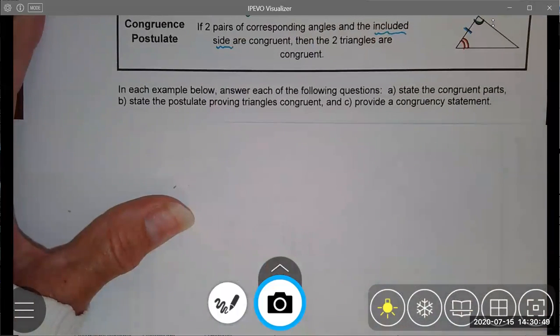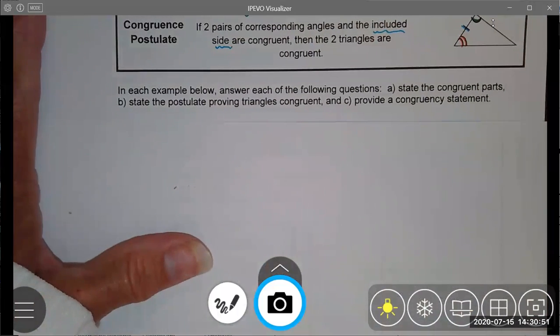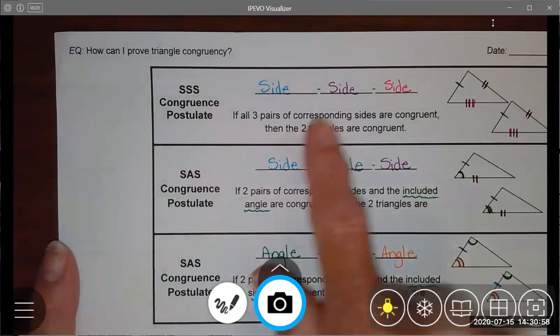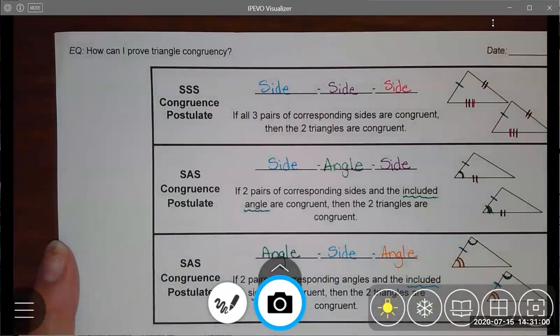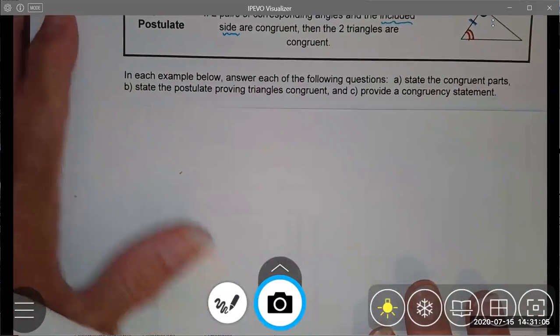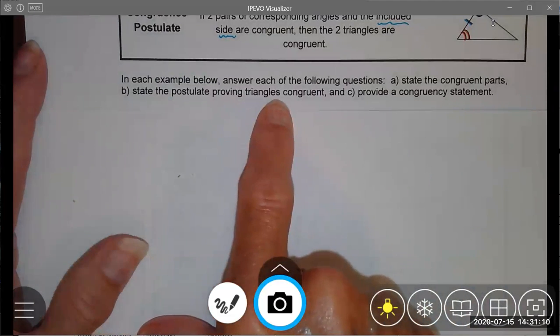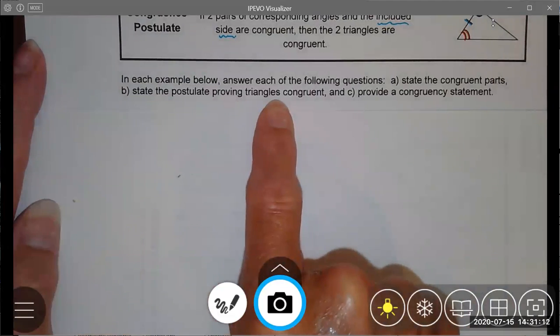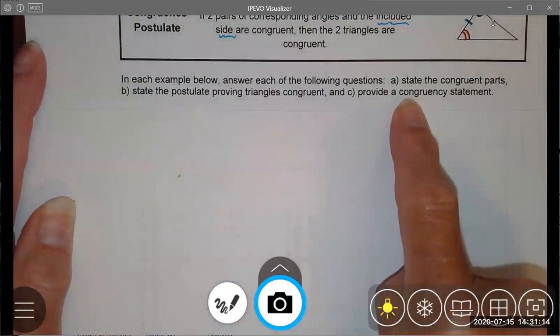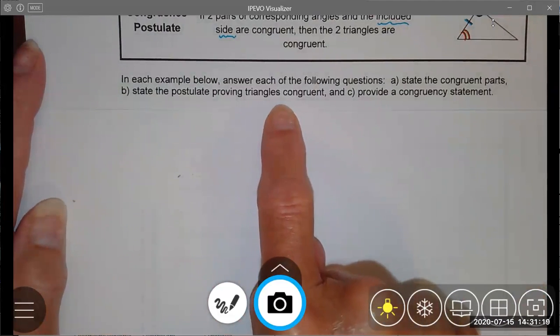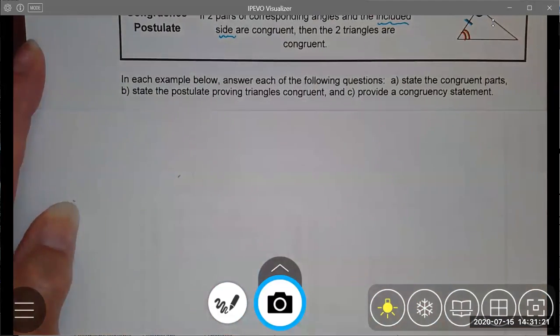We're just going to look at a bunch of examples. We're going to identify the congruencies, because what you'll notice is in the three postulates we looked at, for each one you have to have three very particular kinds of congruency. So that's what we're going to look for in these examples. We're going to provide the postulate that says that they're congruent and then write the congruency statement, which we talked about ad nauseum in the last lesson.